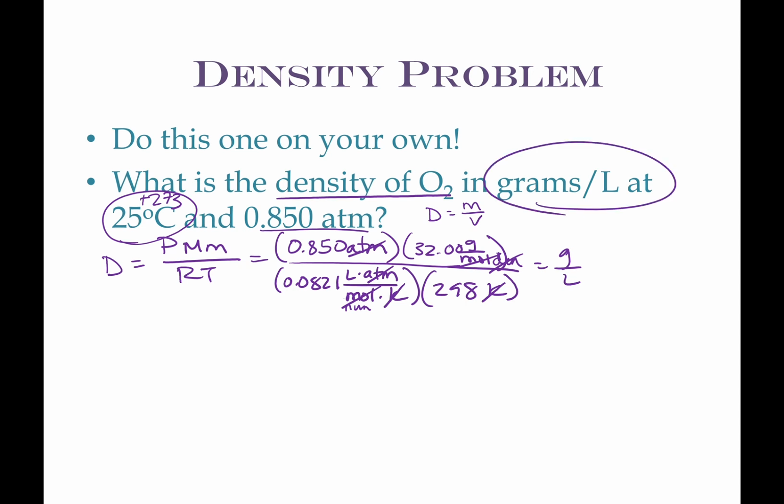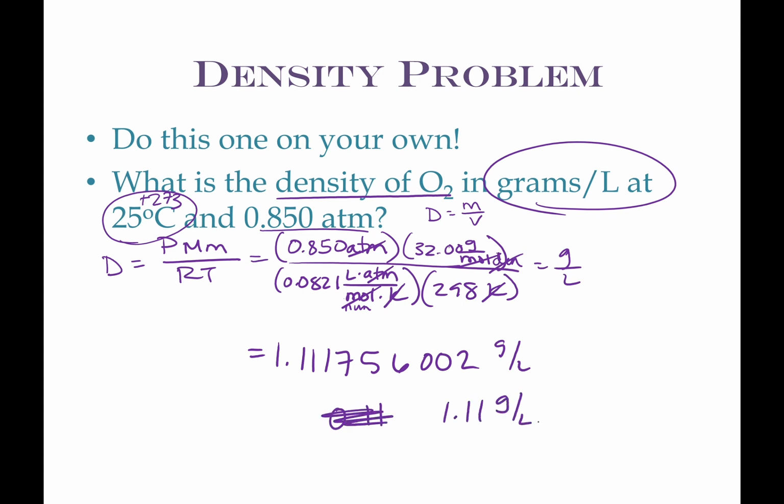That's a good sign. 0.850 times 32 divided by 0.0821 divided by 298 gives us 1.111756002 grams per liter. Three significant figures, 1.11 grams per liter of oxygen. And that's it, right? Pretty simple.